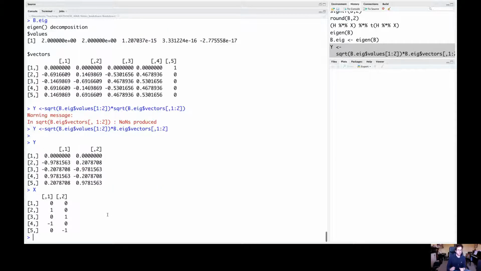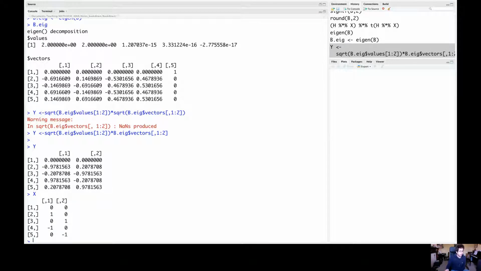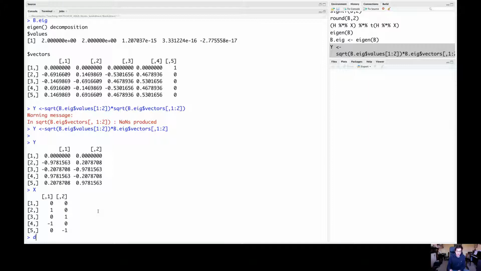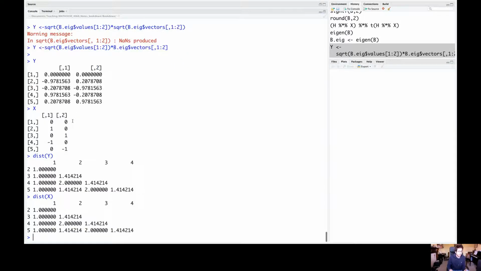The first thing to note is that these are very different points. They're not the same points as we started with. But that's okay. We weren't trying to find the original points. We're just trying to find a set of 5 points in 2-dimensional space that had the right distance matrix. So is this the right distance matrix? Let's have a look. Okay, so that's the distances between the Y's we've just found, and the distances between our original X are the same.